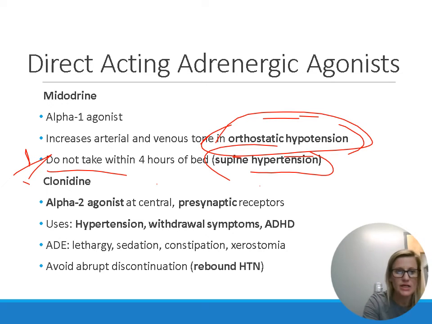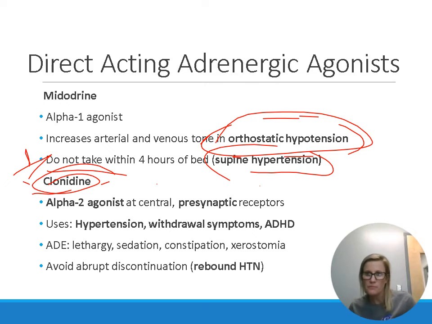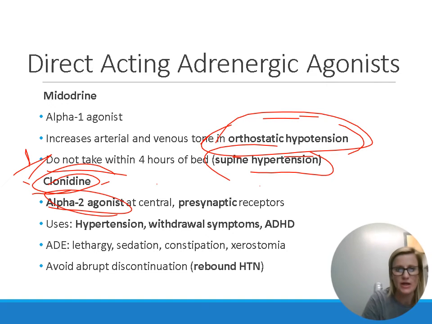Finally, or next, clonidine. Clonidine is interesting because clonidine is an alpha-2 agonist that we use to treat hypertension. Again, this seems weird, to use an alpha agonist for high blood pressure, because you would think that an alpha agonist would increase blood pressure more. But again, it's an alpha-2 agonist.